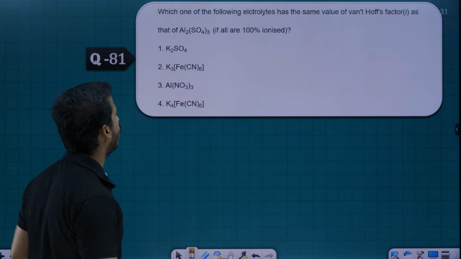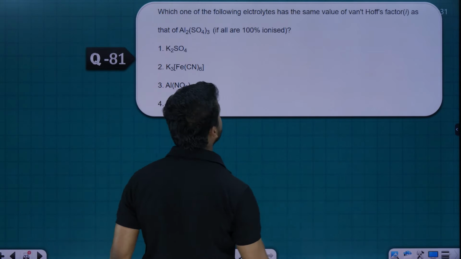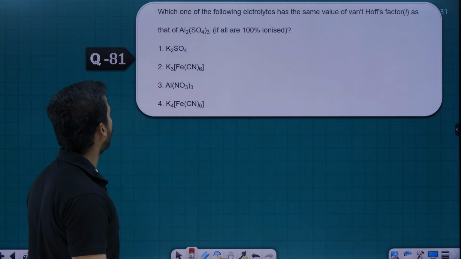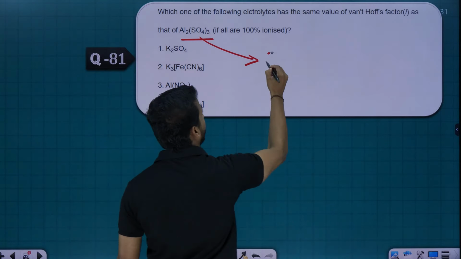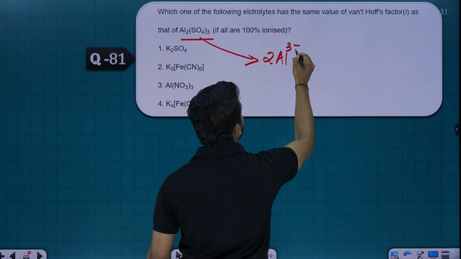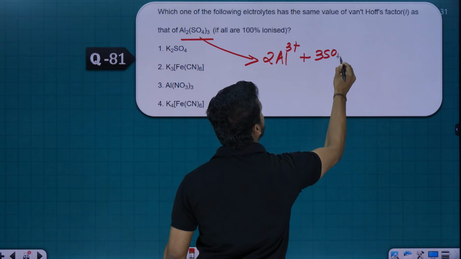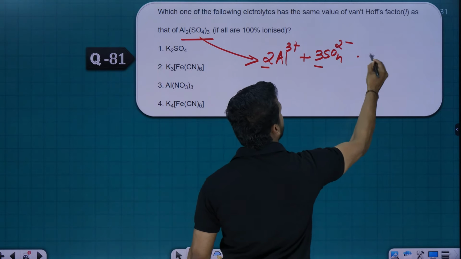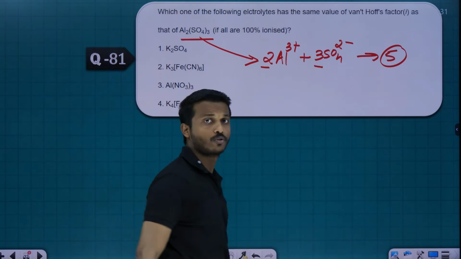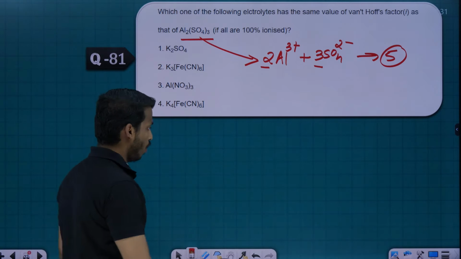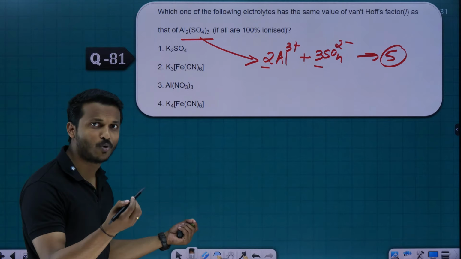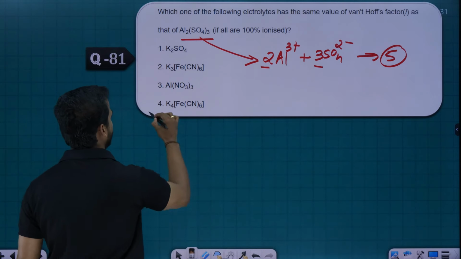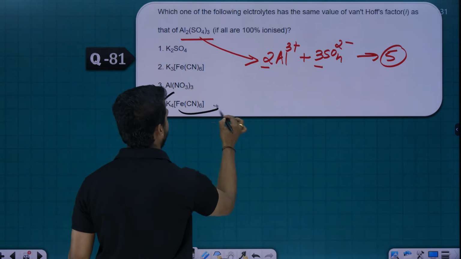Now, which one of the following electrolytes has the same value of Van Hoff factor as that of aluminium sulfate? What is aluminium sulfate? How does it break down? It will break down as 2Al3+ and 3SO4 2-. So 2 plus 3, total it's giving you 5 ions. 5 is the Van Hoff factor. You already studied the coordination compound chapter and all. So it's very easy. The fourth is the answer.